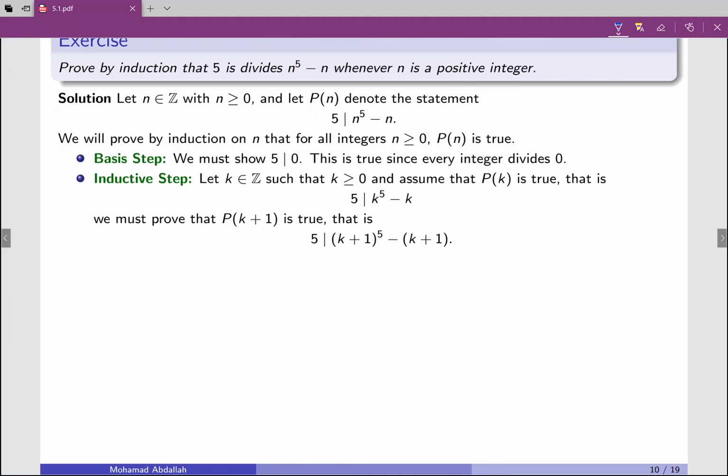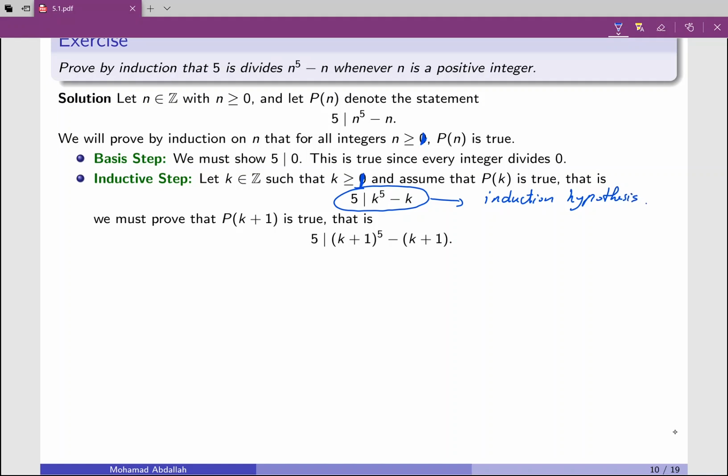Now comes the inductive step. Let k belong to Z. So k is an arbitrary integer such that k is greater or equal to 1. Even if k is equal to 0, the proof is going to work, but because I stated positive integers, this is always 1. Assume that P of k is true. That is, assume that 5 divides k to the power 5 minus k. Now this assumption is the induction hypothesis, and this is always the key to solve each problem.